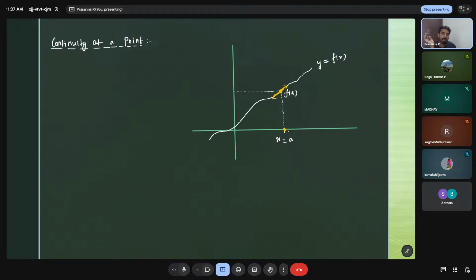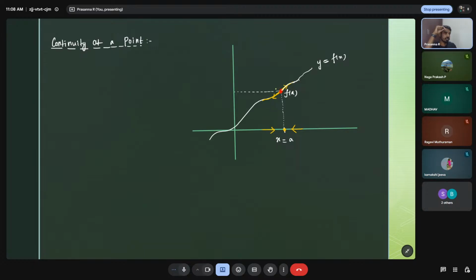You find your RHL, the right hand limit for the function at x is equal to a. Now right hand limit will come very close to this point, right? Let us say this point is your f of a. If you find the right hand limit, we are approaching a from the right, so the graph will approach this point, and similarly you find the left hand limit at x is equal to a, then you will approach this point, right?